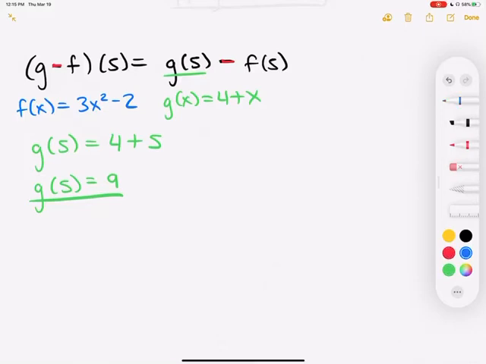The second thing that I have to find is f of 5. So f of 5 means I'm going to substitute 5 into the f of x function. And my f of x function is 3x squared minus 2. So I replace the 5 for the x in the f of x function. And then I'm going to do PEMDAS, so I have to do the exponent first. 5 squared, 5 times 5, that's going to be 25.